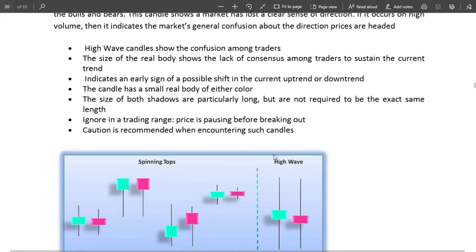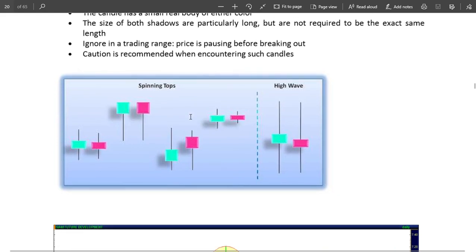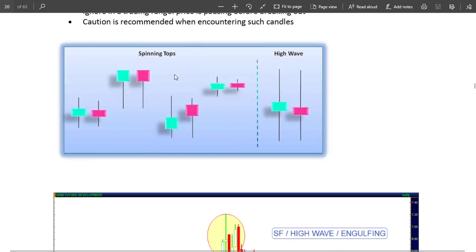So these are examples of spinning tops, then high waves. They are almost in the same family. Spinning tops can be like this, like this, like this, or also like this. But the main thing you should notice is that they have long wicks and small bodies. When you see candles like this, know that the market is about to make a major move, either to the uptrend or to the downtrend.